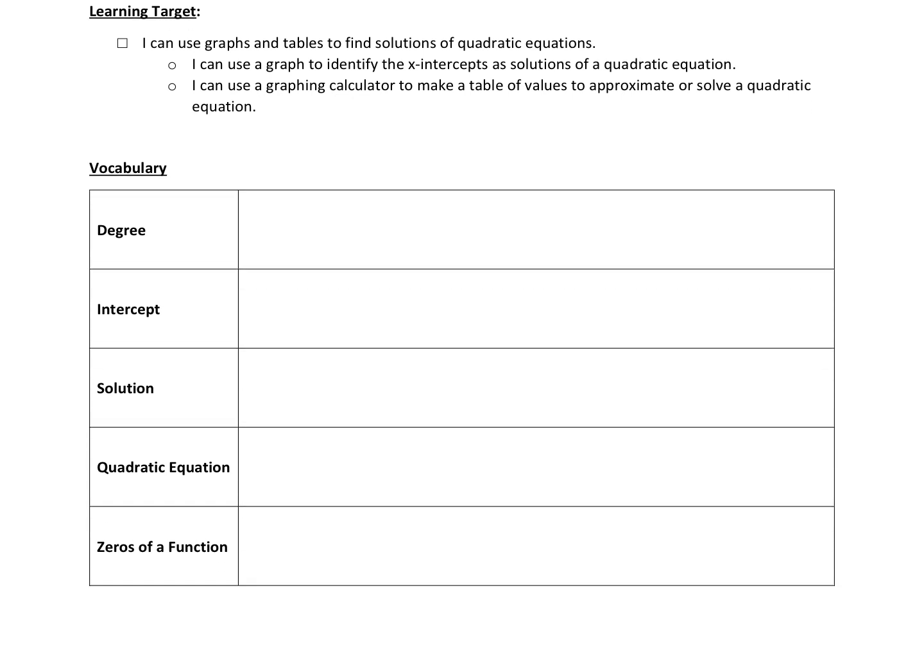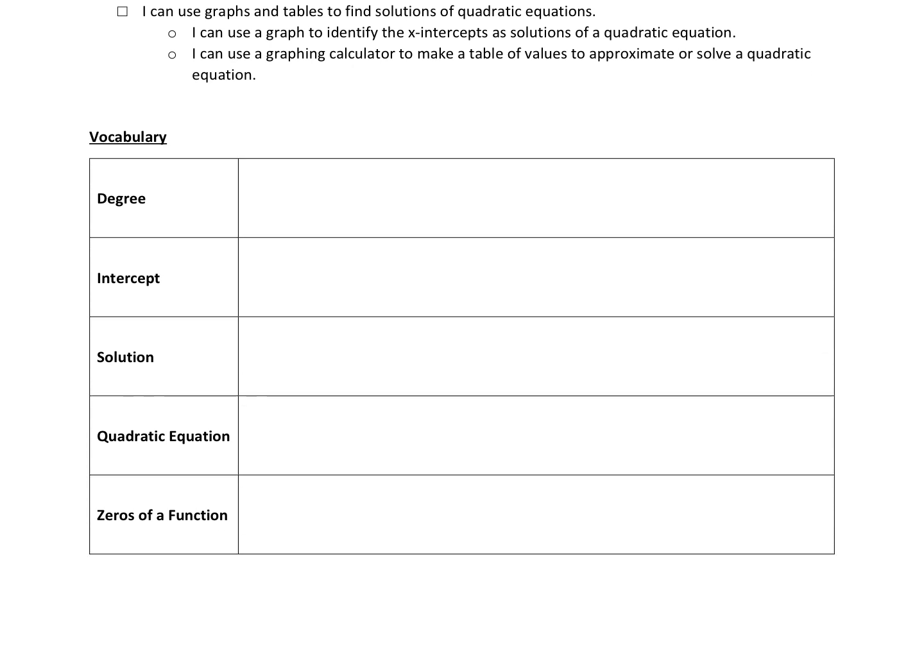So you can see we have some vocab to fill in. Let's start off with the degree. This is a word you have seen before, but we'll just remind you: the degree is the highest exponent of a function.